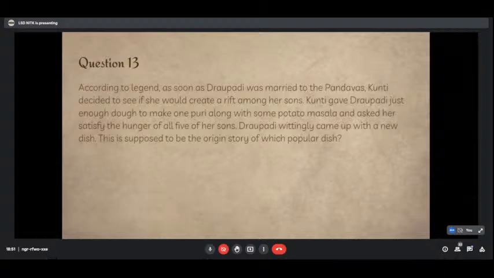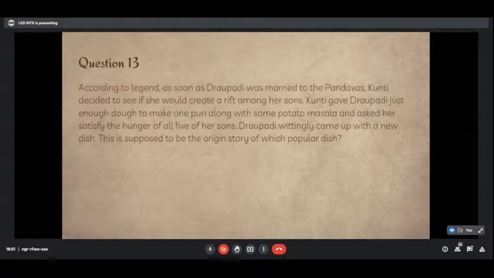About how she would split it among 5 of her sons, and also the ingredients that are part of it, and the fact that it's a very, very popular delicacy, which all of you must have had. So that's question number 13.